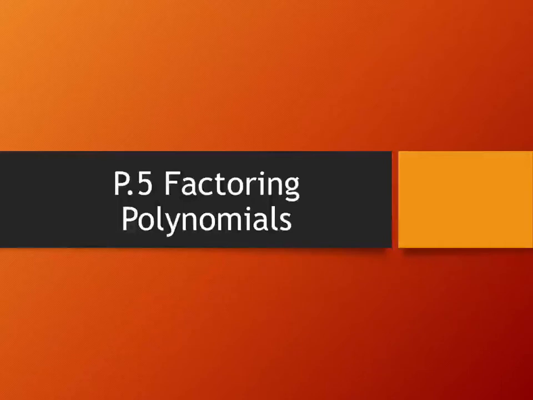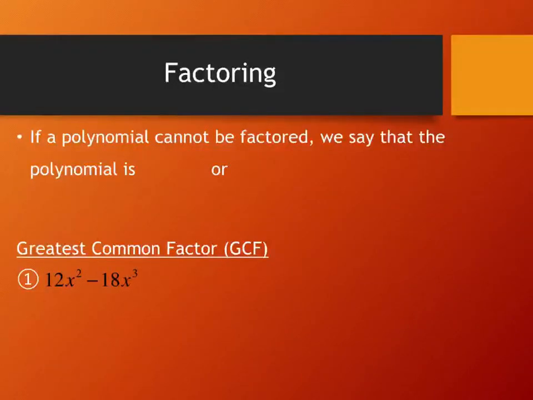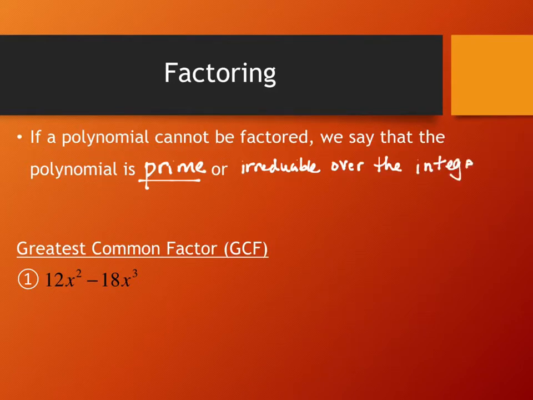That's really what factoring is: breaking things apart. So if a polynomial cannot be factored, if that's not a possibility, it cannot be broken apart, we actually say that the polynomial is prime, or prime's the shorter word, right? Prime, or irreducible over the integers.